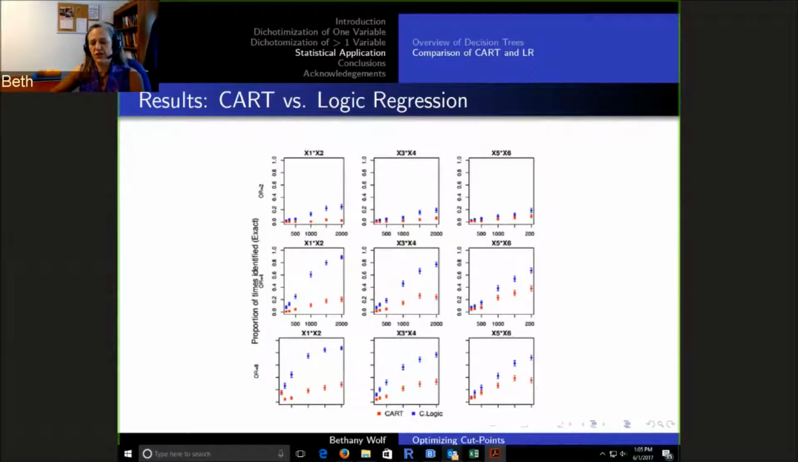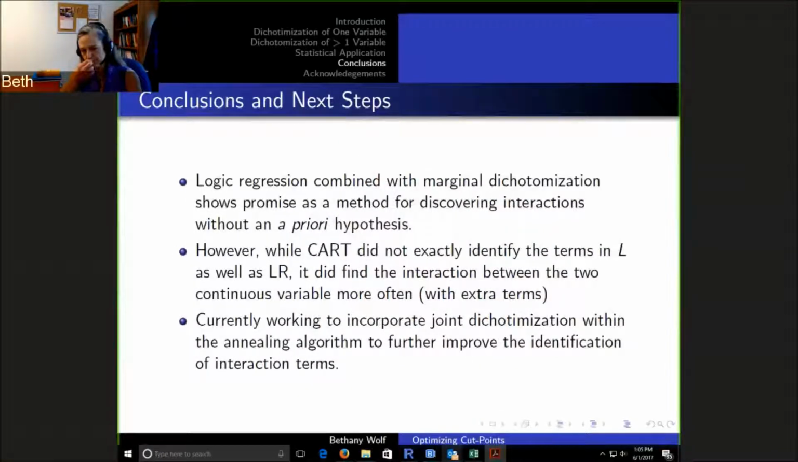So this does suggest that perhaps there's something to be gained using the flexibility of logic regression, but implementing a way of dichotomizing within the logic regression framework. So in this case, we see that logic regression does a better job than CART at discovering these interactions without an a priori hypothesis. The other thing I would point out is although CART doesn't do as good of a job as logic regression in exactly identifying the interaction, it does tend to find the interactions, it just adds in extra terms. And so CART finds them, but there's noise variables that get included.